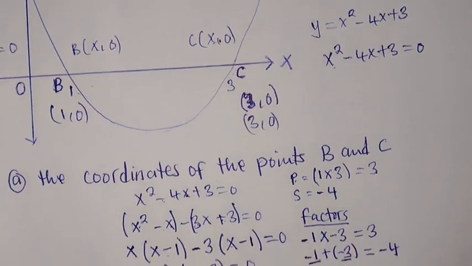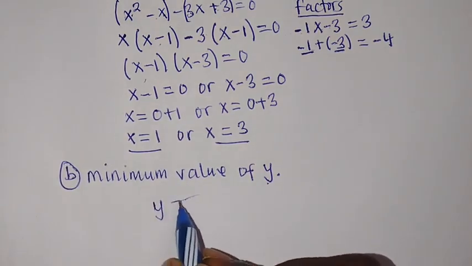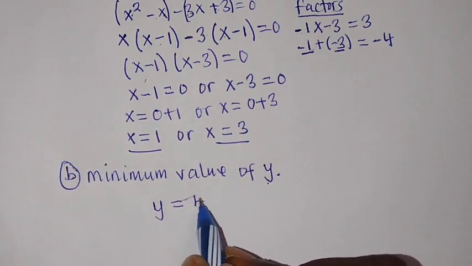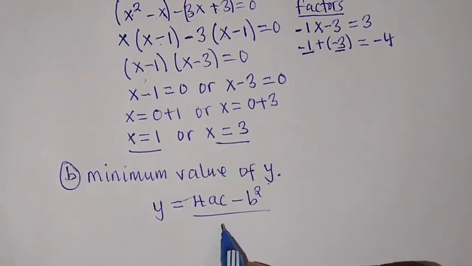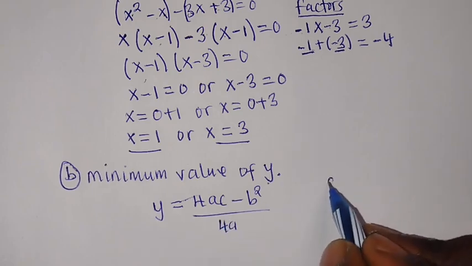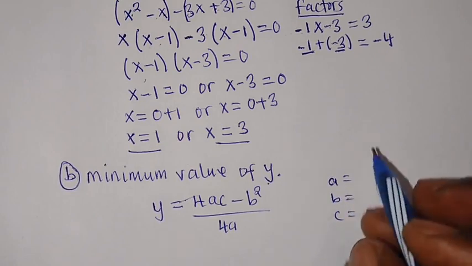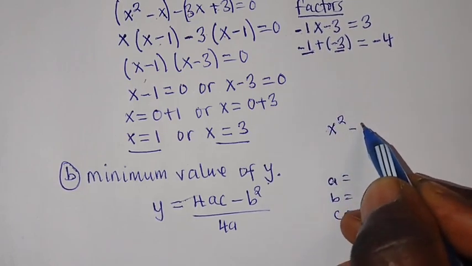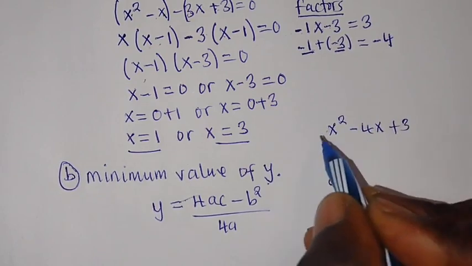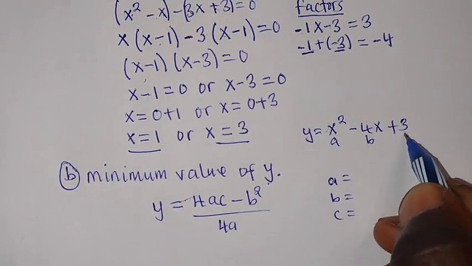So to find the minimum value of y, we are going to use our simple formula where I will say y equal to 4ac minus b squared over 4a. So this is what we are going to have. So we need to know the value of a, we need to know the value of b, we need to know the value of c. So how are you going to know these values? Remember this function, you have x squared minus 4x plus 3. Okay, this is the function that you have. So this is a, b, c.